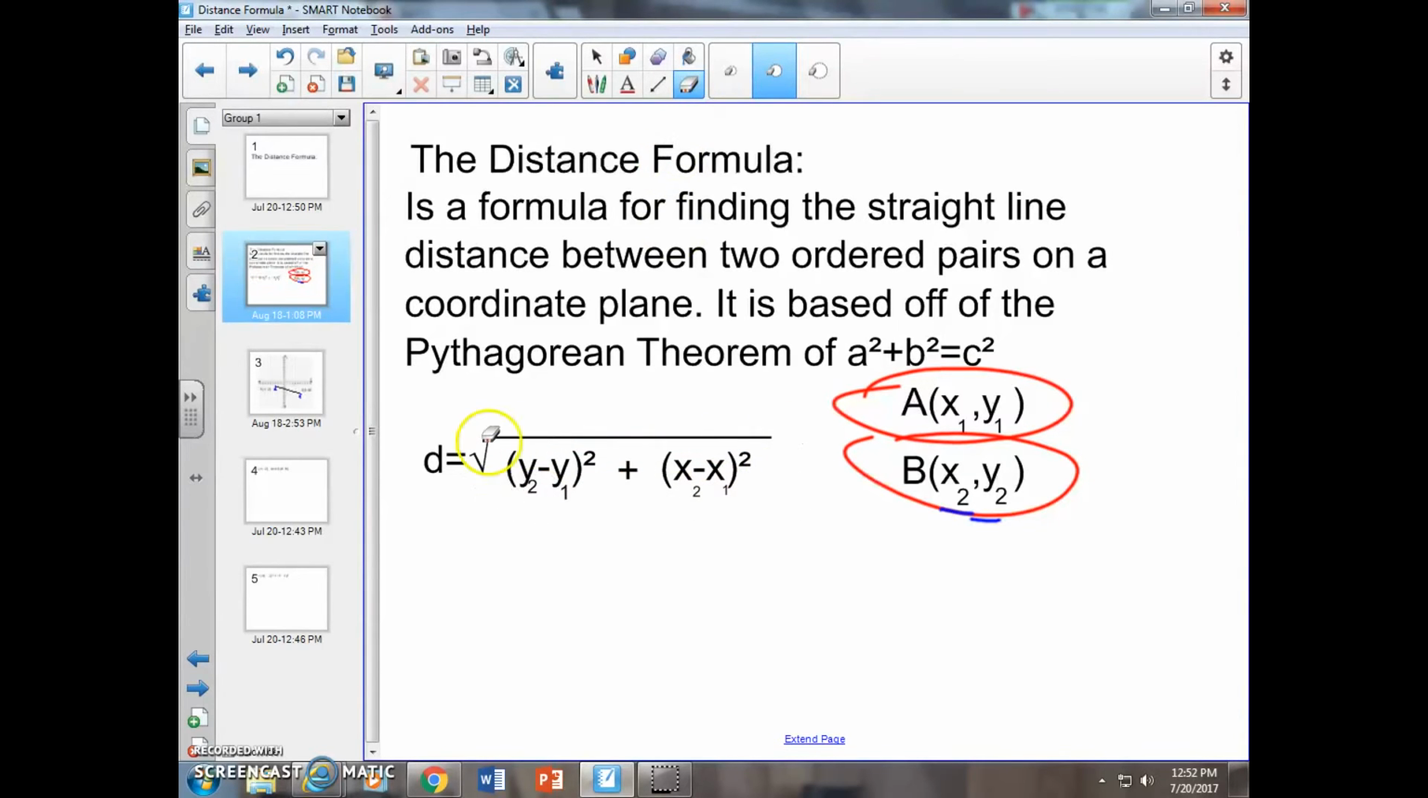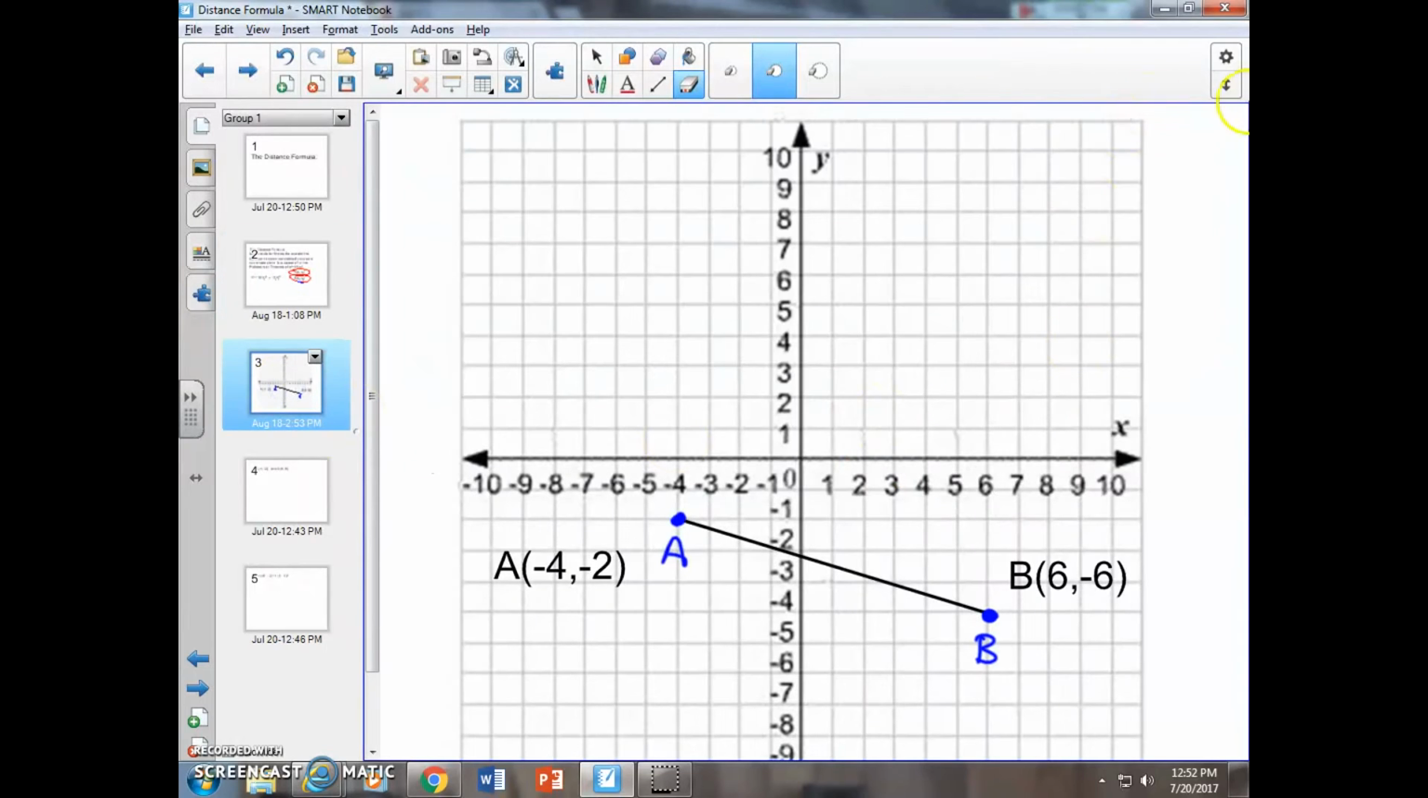I'm going to switch to another page now. And on this page, I have made two ordered pairs, A and B. I actually drew the line between them just so you can see what we're actually measuring. We're going to be finding the straight line distance between those two points. And I went ahead and found the coordinates for you because this grid paper that I use is a poor choice, and it is hard to read what the negative values are for y. So I just went ahead and gave you that A is -4, -2. And that B is 6, -6.